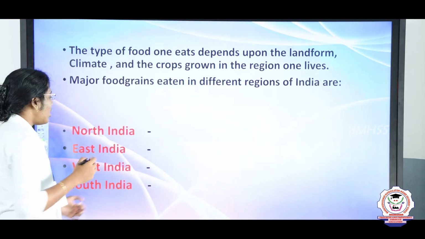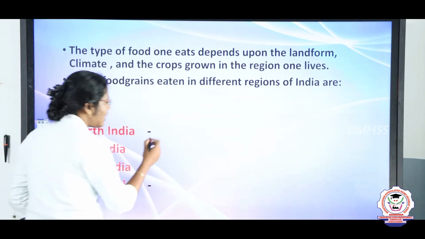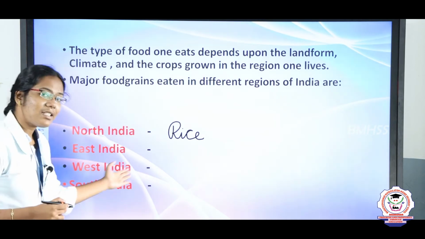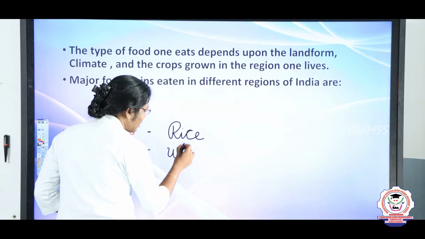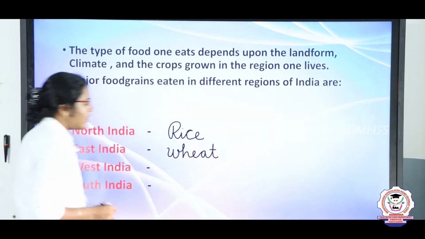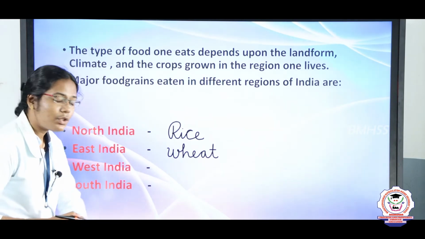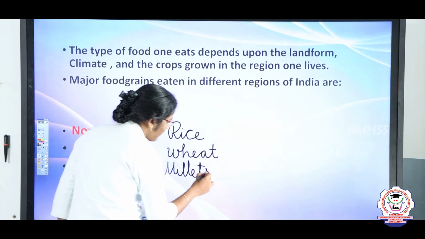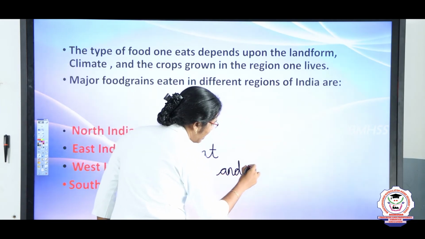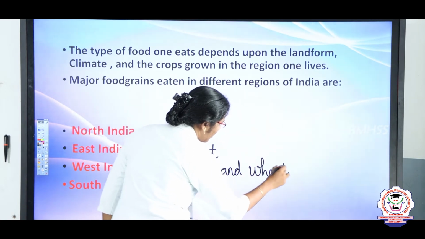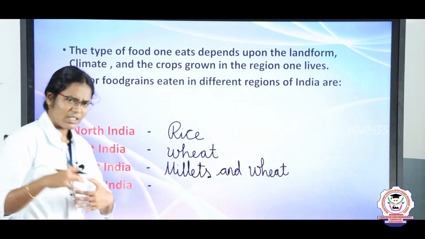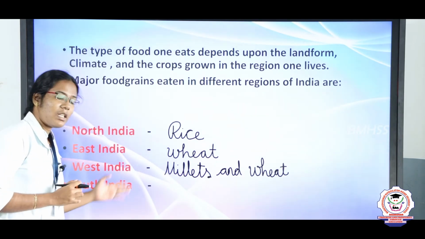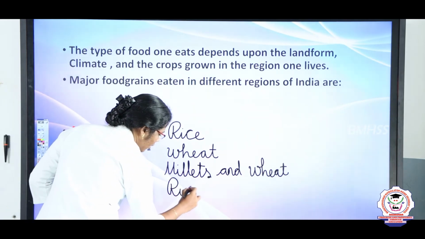Okay, the people who live in North India love to eat rice. R-I-C-E, rice. The people who live in East India love to eat wheat, W-H-E-A-T, wheat. Then the people who live in West India love to eat millets and wheat. M-I-L-L-E-T-S, millets and wheat. Then the people who live in South India, the South Indian states being Kerala, Tamil Nadu, Andhra Pradesh and Karnataka, love to eat rice, R-I-C-E, rice.